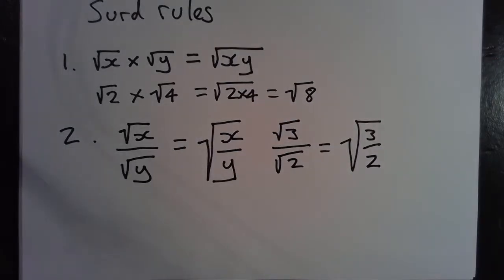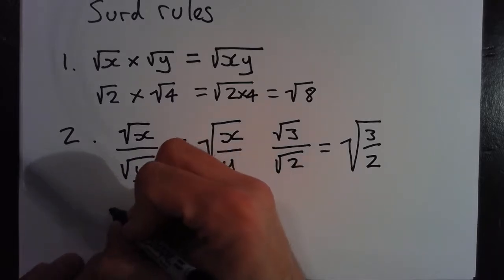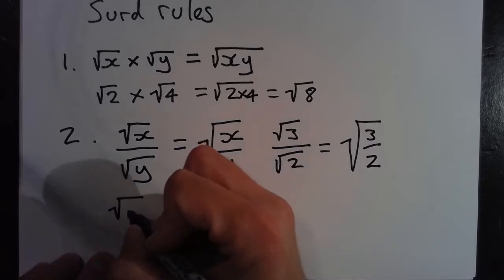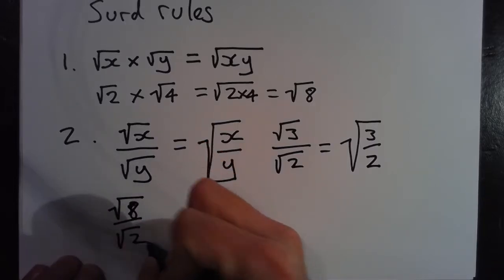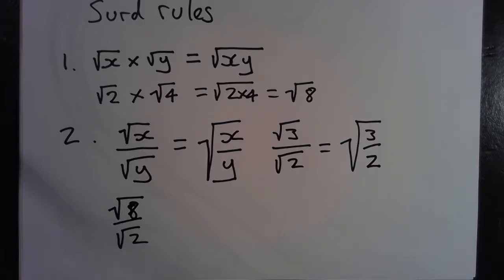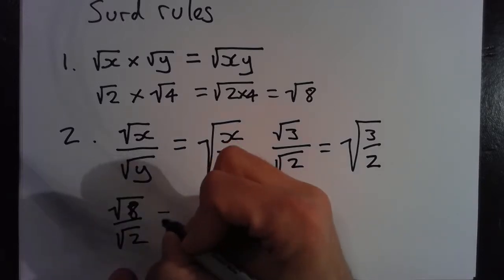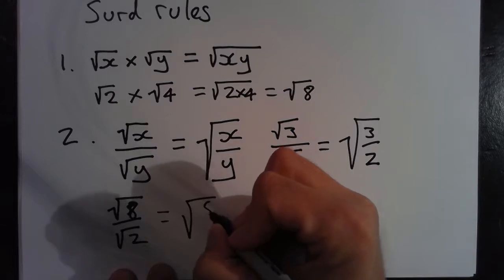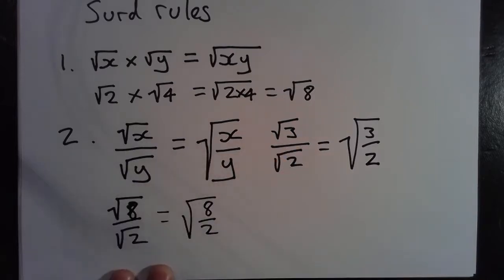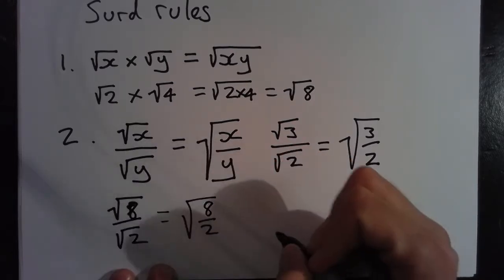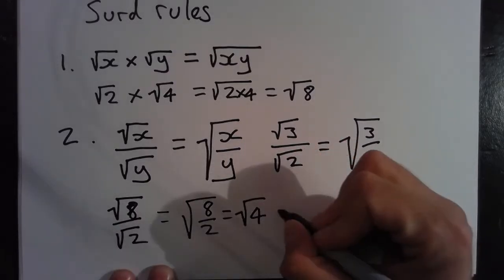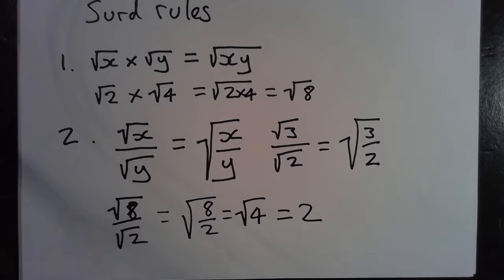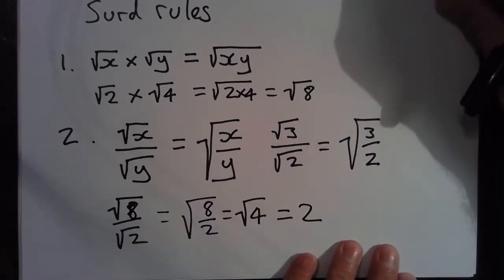So we could see this in a question because we could see something like the square root of 8 over the square root of 2, and it may say simplify. So in this case we know that that is also the square root of 8 over 2. 8 divided by 2 is of course 4, so that equals the square root of 4. The square root of 4 equals 2. So that's the example of how they could put that in a question.